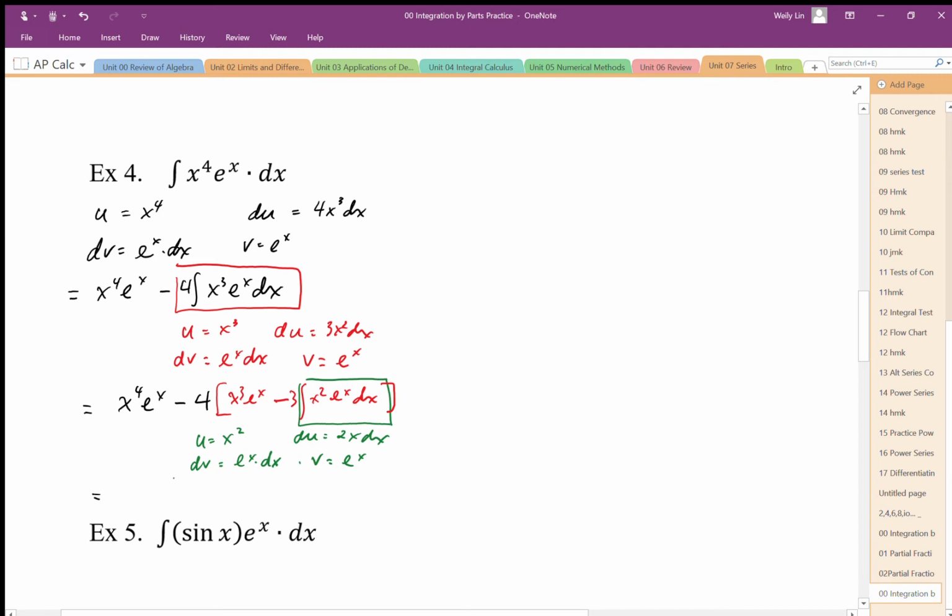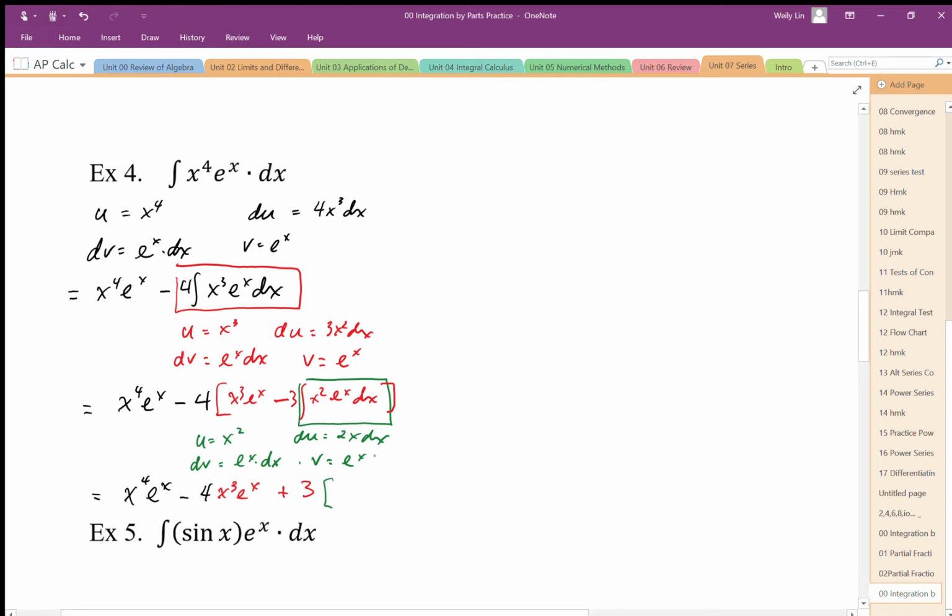So the parts that have already been resolved here are x to the 4 e to the x. And you notice there's actually a pattern that's going to form as well. We're not going to really get into the pattern, but there is something called tabular integration by parts that takes advantage of this pattern. So this is going to be x cubed e to the x. I'm going to write this as plus 3, and then this part here is going to look like this.